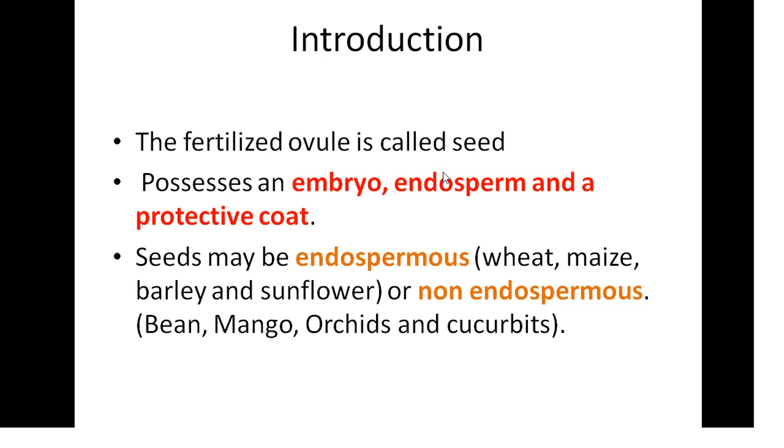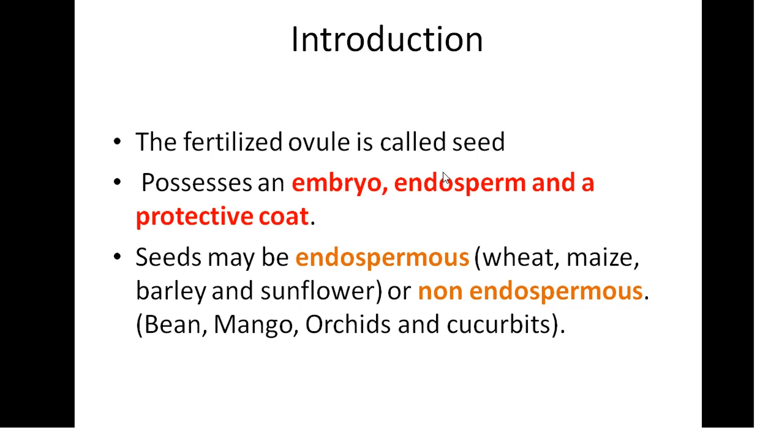What are all the parts present in the seed? We all know the seed. Most fruits consist of seeds; there is no fruit without a seed. So the seed is very important, right? If you take a seed, it consists of three important parts, which you should know: the embryo, the endosperm and a protective coat. These are the main important parts of the seed.